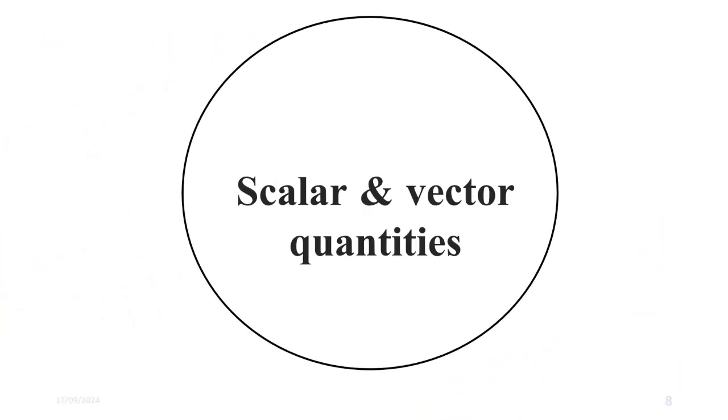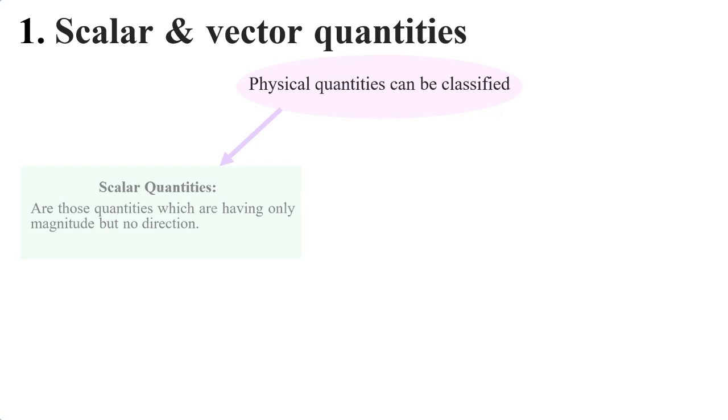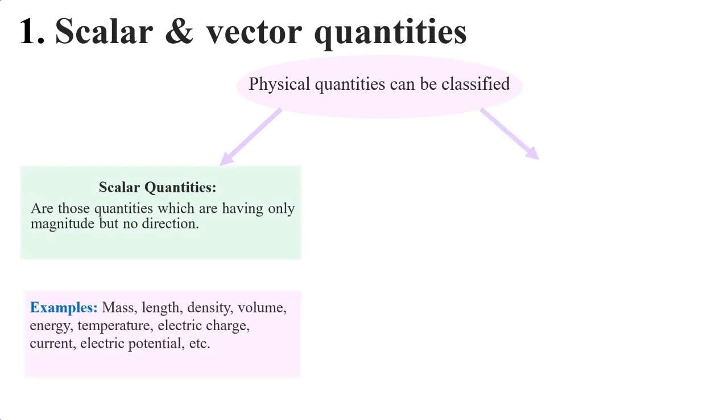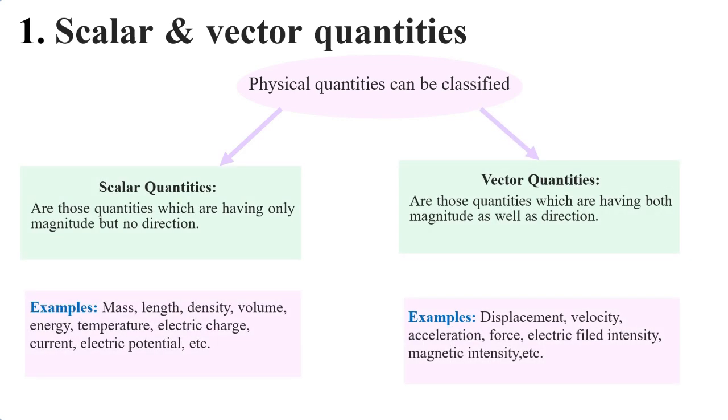Starting with scalar and vector quantities. Physical quantities can be classified as being scalar or vector quantities. Scalar quantities are those quantities which have only magnitude, but no direction. Examples: mass, length, density, volume, energy, temperature, electric charge, current, electric potential, etc.